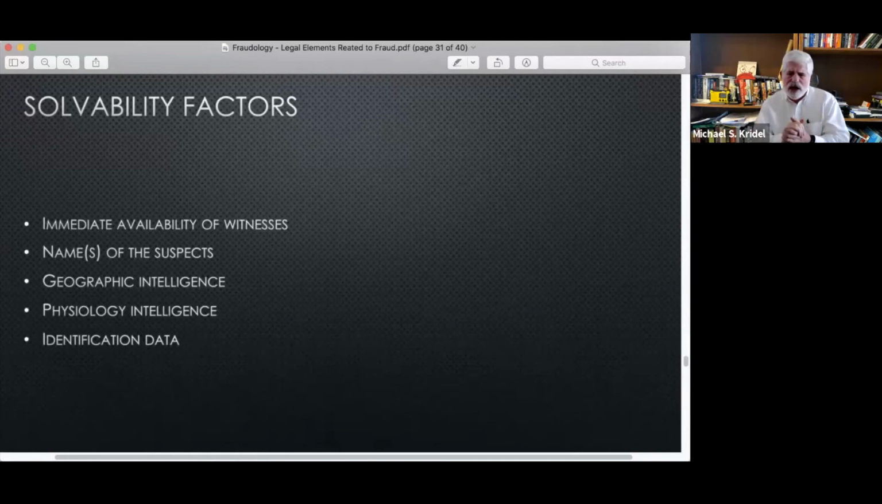Get geographic intelligence if necessary. That may apply to damages to buildings. It may apply to natural disasters. Get physiology intelligence. Develop identification data. Intelligence and data is the core of your decision. Next.